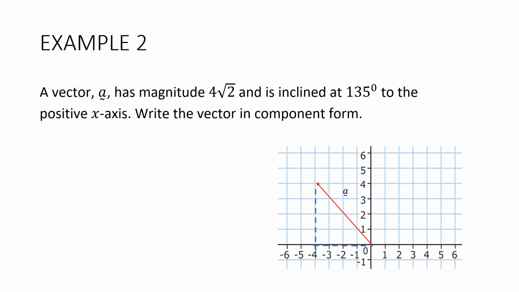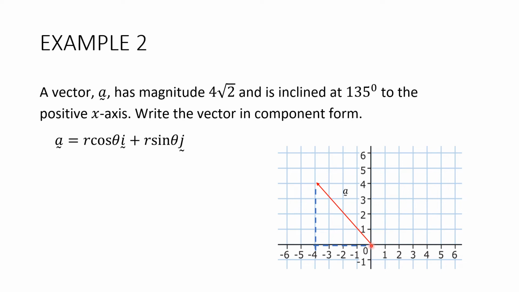Here's example 2. A vector A has magnitude 4 root 2 and is inclined at 135 degrees to the positive x-axis. Write the vector in component form. So this is what we know. The vector A can be written as r cos theta i plus r sin theta j. And this is the angle theta here. And r is the length of the vector.